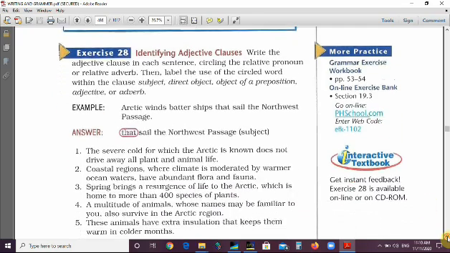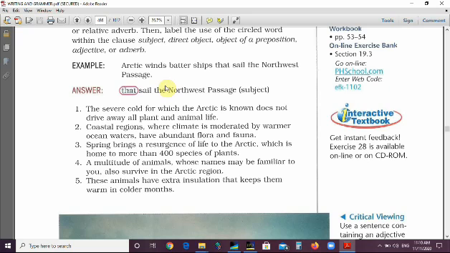We have exercise 8 here. Let's look at the example. Arctic winds batter ships that sail to the Northwest Passage. That, which ships that sail, here it functions as a subject. Number one, the severe cold for which the Arctic is known does not drive away all plant life. We have which in for which the Arctic is known. Here it is the object of a preposition, and so on.